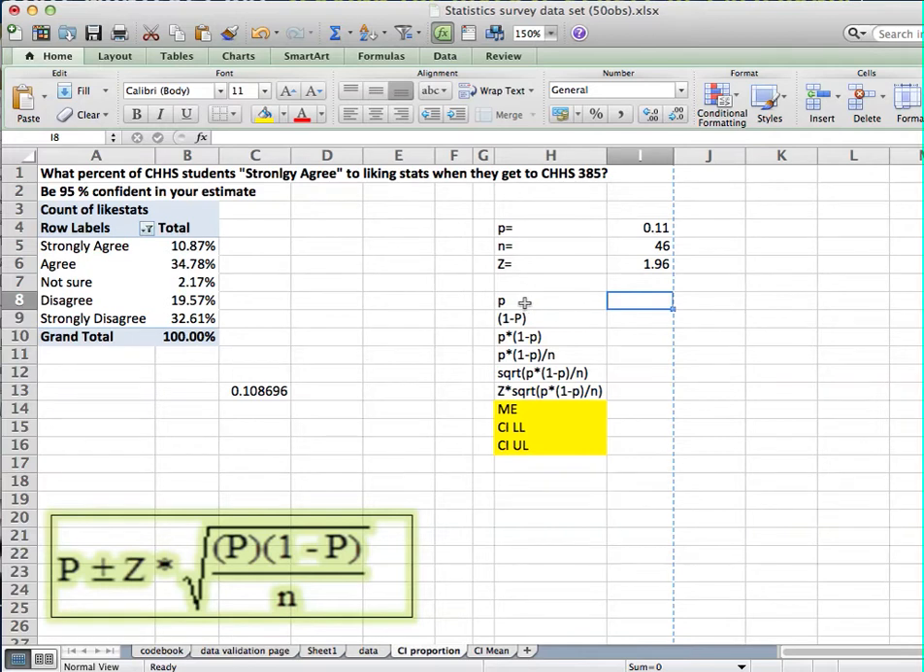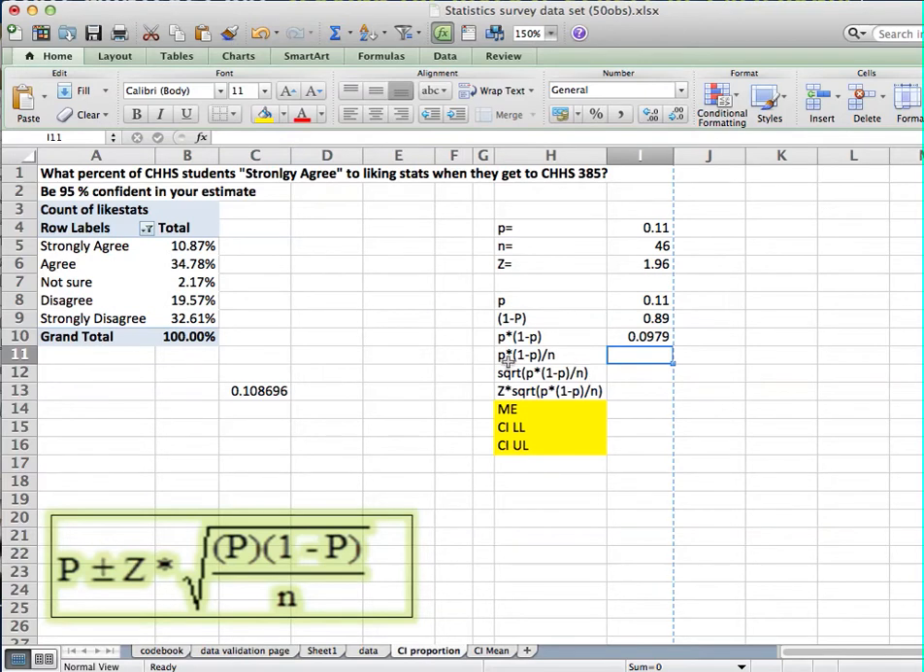And now we're going to start the calculations. This is all we need. The rest is just simple math. Okay, P is equal to that. 1 minus P is equal to 1 minus P. P times 1 minus P equals, I'm here, this is P, this is 1 minus P, and I'm multiplying both of them.